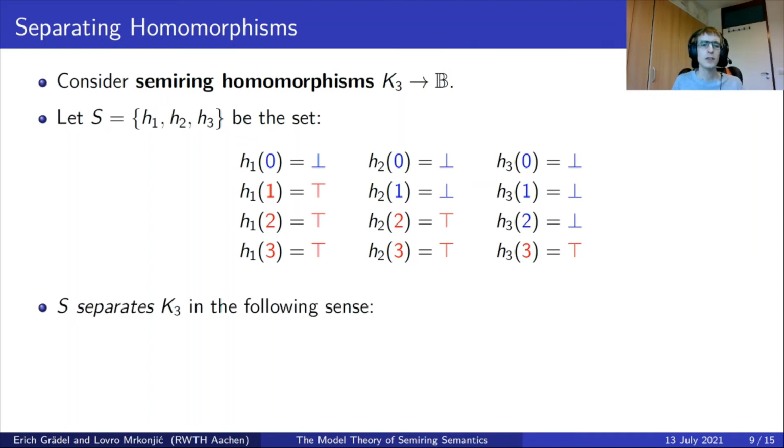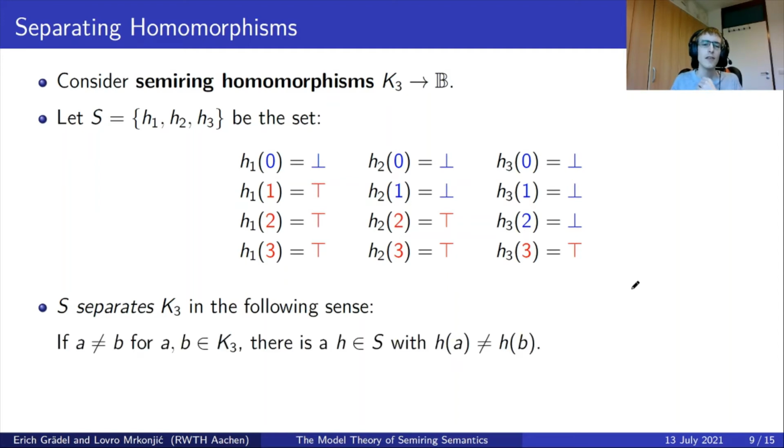We see that our set S separates our semiring in the sense that if we have 2 distinct elements from our semiring, then there is at least one homomorphism in this set that separates these 2 elements. So you could see it as a sort of injectivity, but of course injectivity only applies to one function, but here we have a set of homomorphisms. So at least one of them separates these 2 values. And thanks to this property, we have the following theorem.